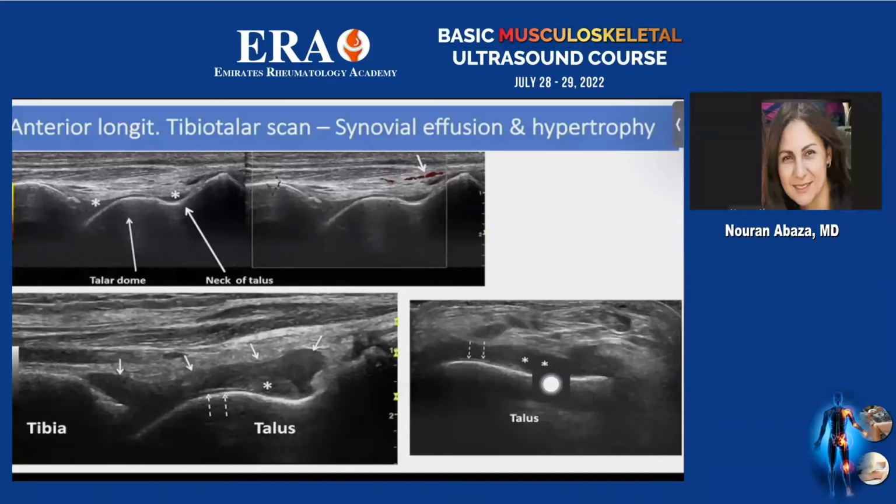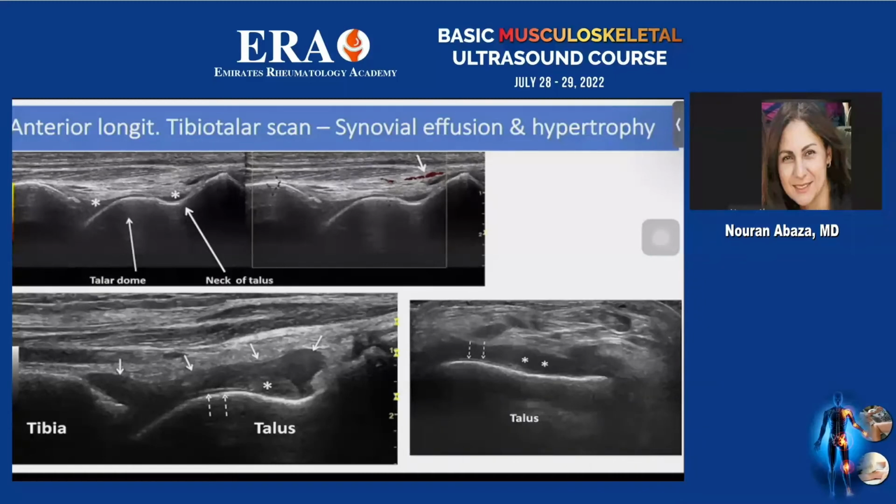Also, you can see in the transverse scan how the potential space got distended, and you can clearly see that there is synovial effusion, hypoechoic, and another area of synovial hypertrophy. Here, there can be a line parallel to the cortical bone, just a cartilage sign. I will show you later on when there is a deposition of uric crystals, but this can be just an artifact of the cartilage sign due to the effusion.